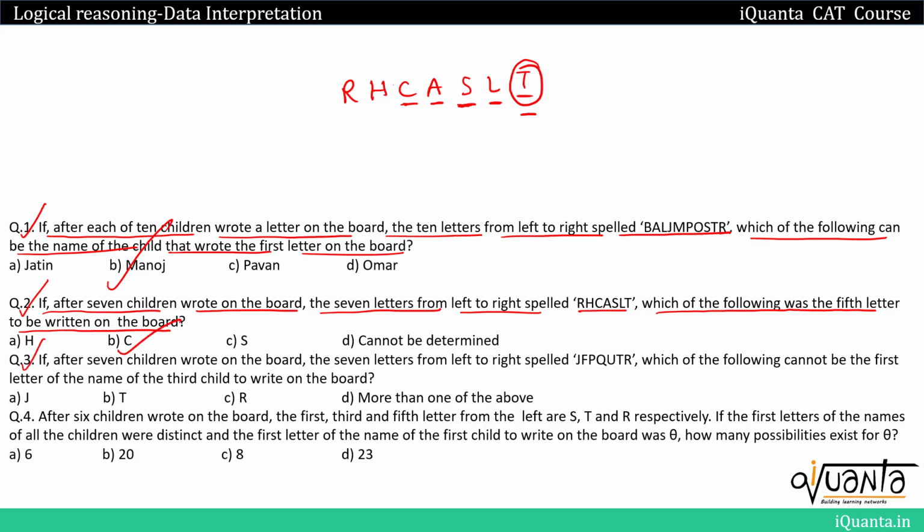Let us see the third question now. If after 7 children wrote on the board the 7 letters from left to right spelled JFPQUTR, which of the following cannot be the first letter of the name of the third child to write on the board?